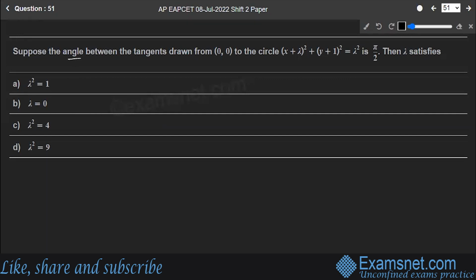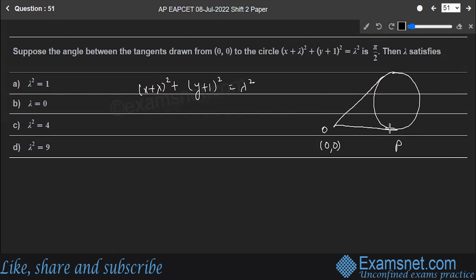Question number 51. Suppose the angle between the tangents drawn from this point to the circle is pi by 2. Then lambda satisfies which of these following equations? So first thing, let's draw the circle. This is the required circle for which we are given this equation, (x plus lambda) square plus (y plus 1) square is equal to lambda square. Now it is given that there is a point O, which is of course the origin, 0, 0 are the coordinates. So these are the two tangents drawn from O on the circle.